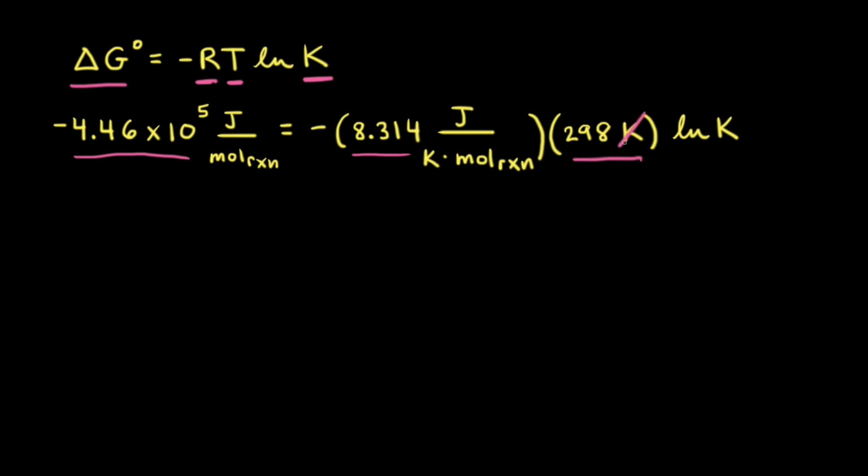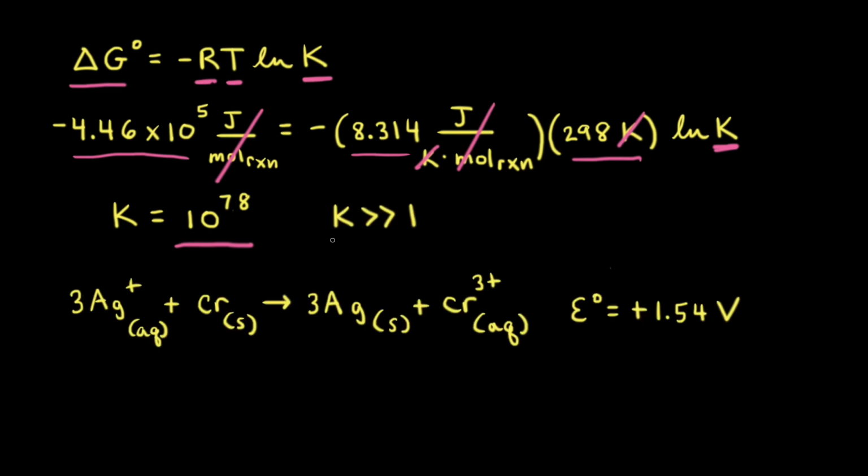Looking at the units, Kelvin cancels out, and so does joules per mole of reaction. And solving for K, the equilibrium constant is approximately equal to 10 to the 78th power. And since K is such an extremely large number, that tells us the reaction essentially goes to completion and all the reactants turn into products. So for a reaction like this, it's not necessary to have equilibrium arrows in here. We can just draw an arrow going to the right.